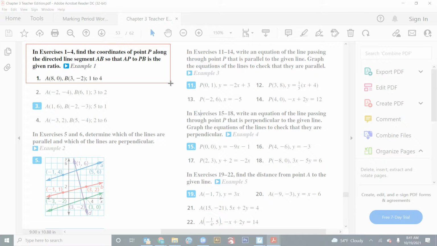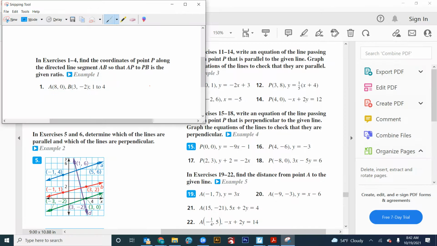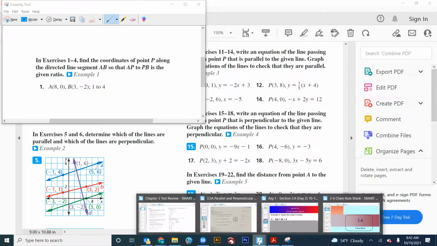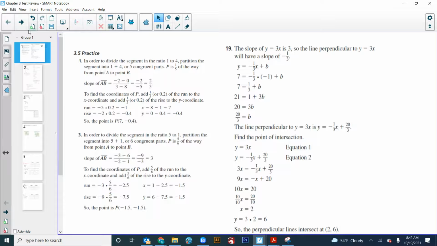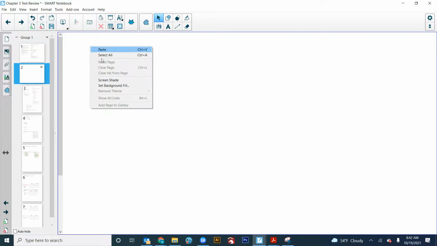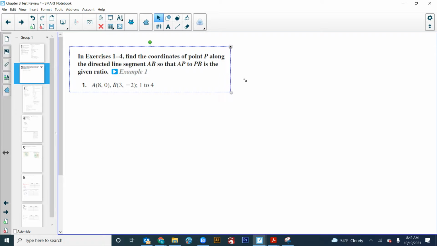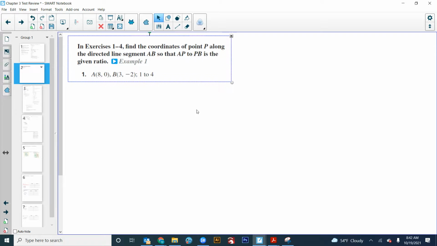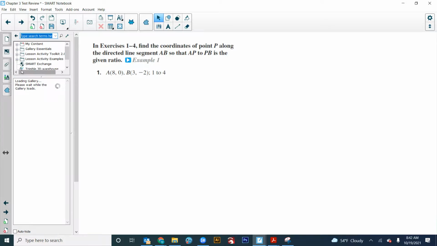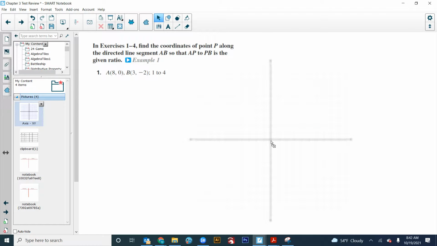I'm on the right page, right? You have 8, 0, 3, negative 2, and then the ratio of 1 to 4? Yeah. Awesome. Did you graph this one, or did you do it without graphing? Graphed it. Perfect.